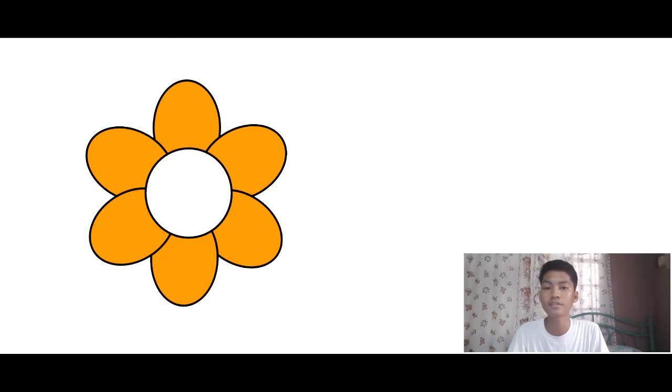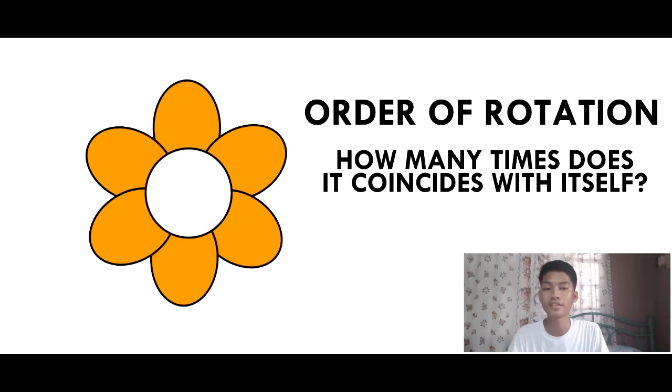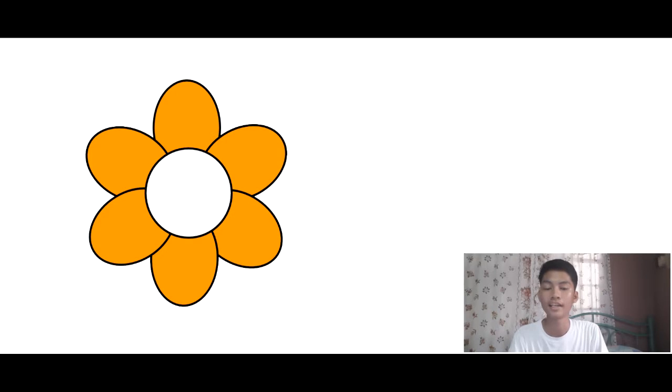With rotational symmetry, there are a couple of definitions that we need to know. First is order of rotation. Order of rotation basically asks the question, how many times will it coincide with itself? So kung ilang beses ba siya pwedeng maikot na kamukha yung sarili niya. So try natin.